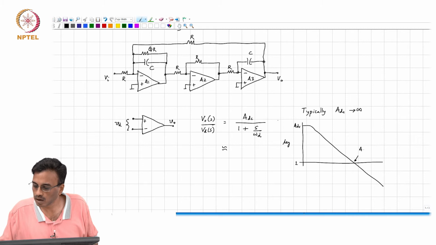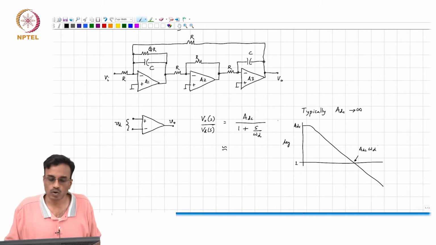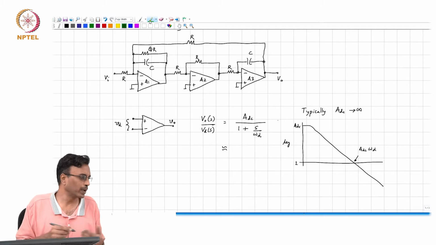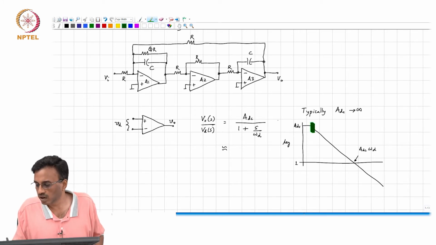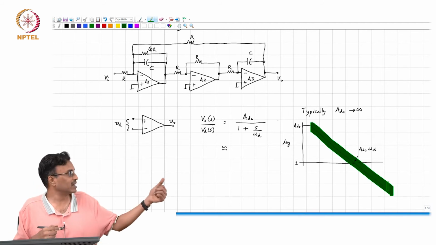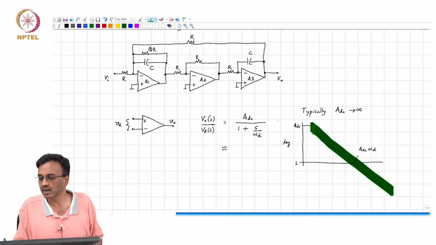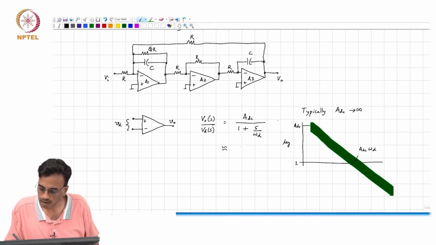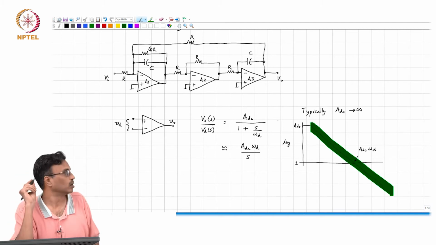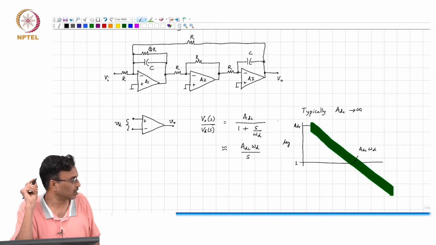ADC times omega d. And as you all know, omega d is a very, very low frequency thanks to Miller compensation, and so except at very, very low frequencies, you can see that there is no difference between this plot and the gain of an amplifier with this transfer function, correct.